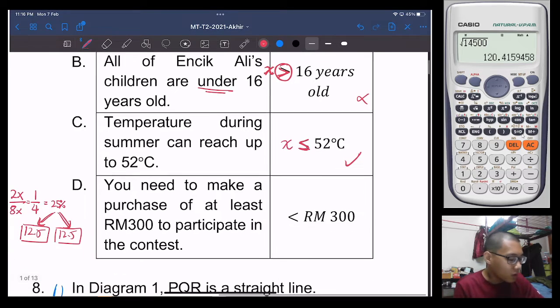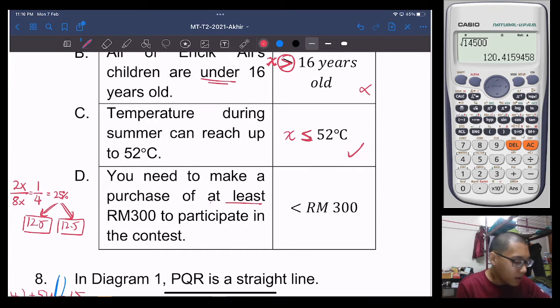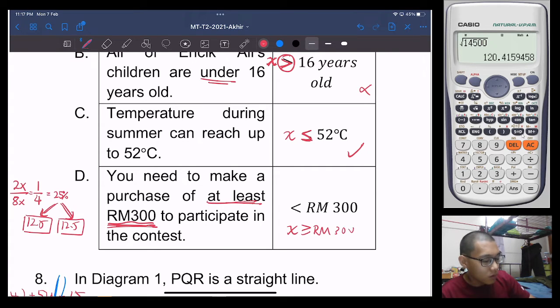Next, you need to make a purchase of at least 300 ringgit to participate in the contest. At least 300 ringgit. So what's the meaning of at least? That means at least 300, and you can buy more than 300 also. At least 300, you have a chance to participate. Maybe you can spend more than 300, but at least we need to have 300. So we need to present this as at least, meaning more than or equal to. It's not less than, so this one is incorrect.